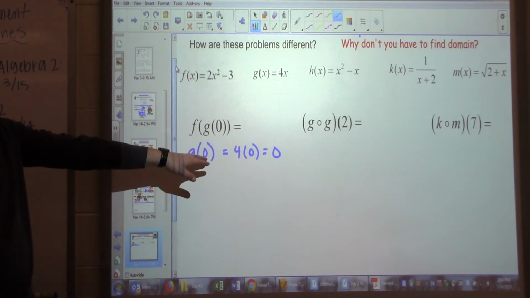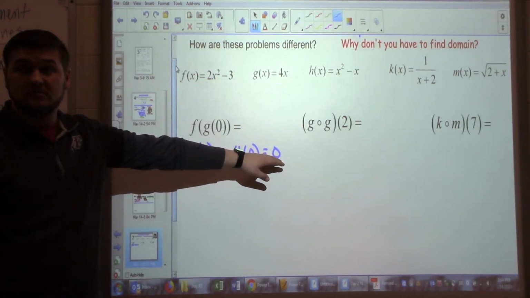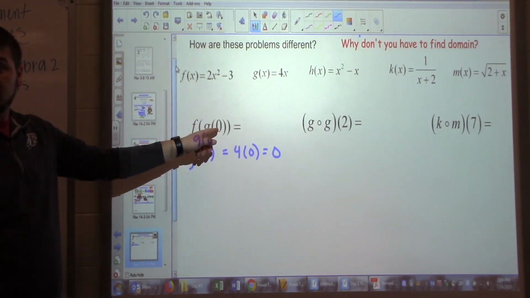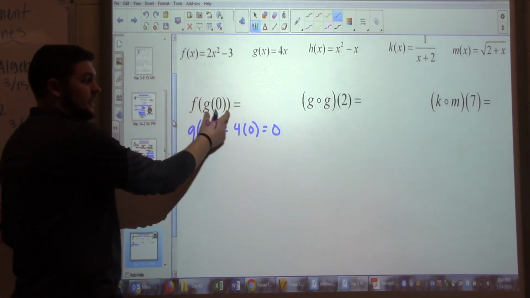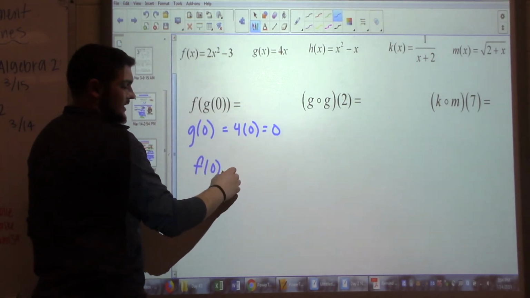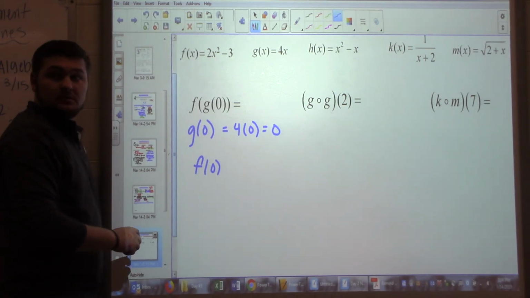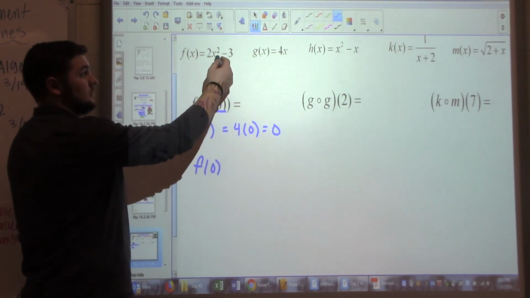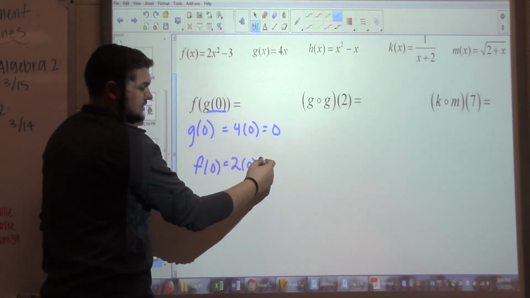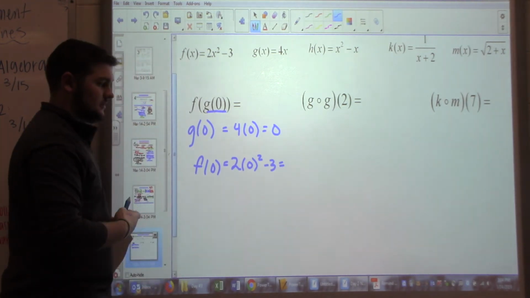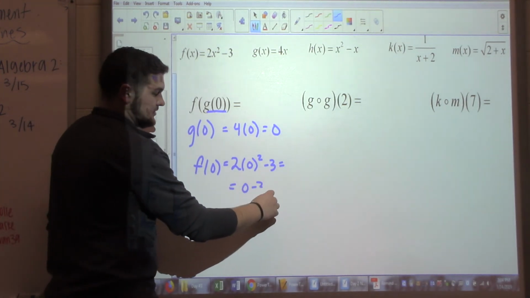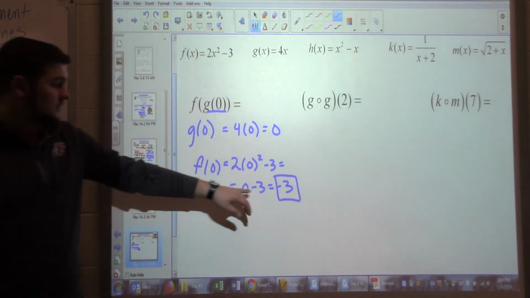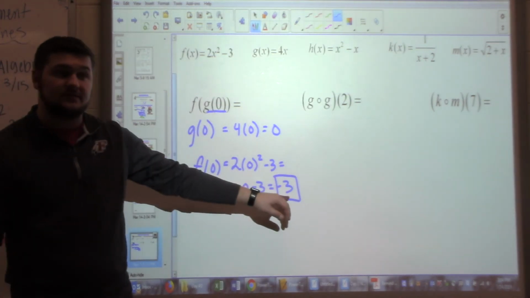Now that I know g of 0 equals 0, can I plug it in for g of 0 in here? I know that inside part, I just figured it out, equals 0. So now I'm going to make it f of 0. I'm plugging it in. f of 0. Plug it in for x. 2 times 0 squared minus 3. Well, that equals 0 minus 3, which is negative 3. And that's my answer. I got f of 0, which is negative 3.